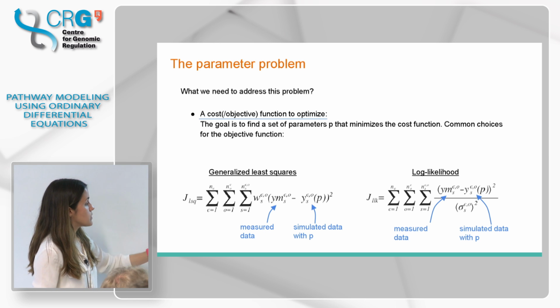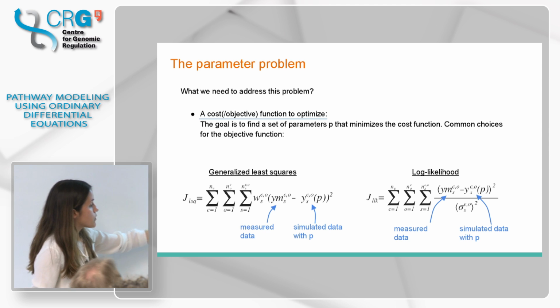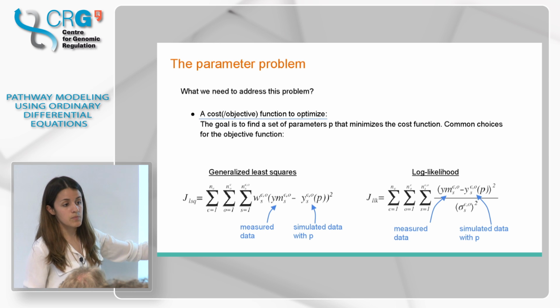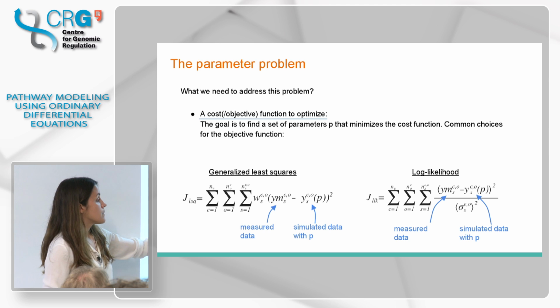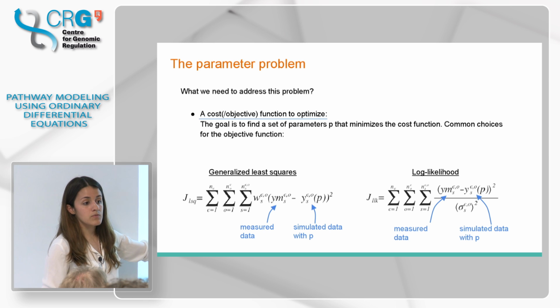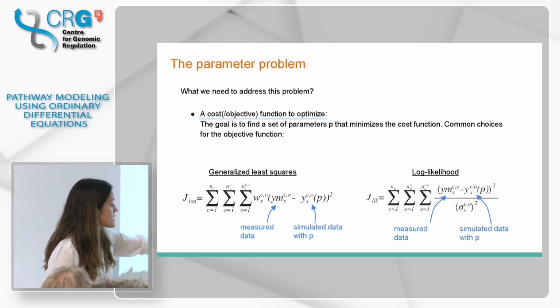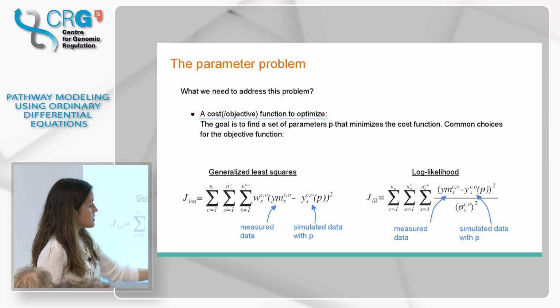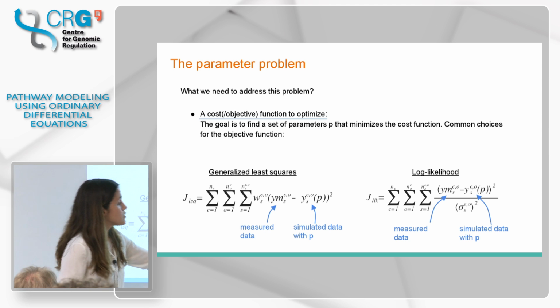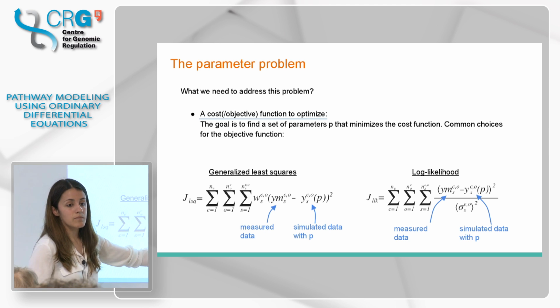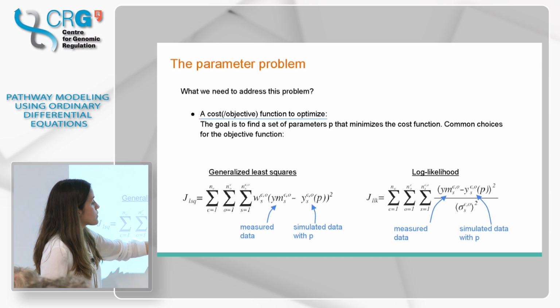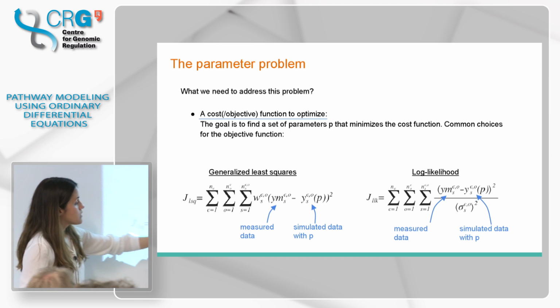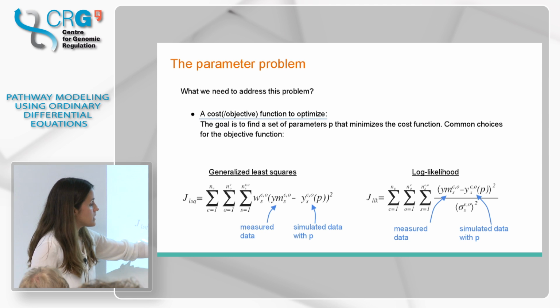So basically what we do, in both cases, is that for each experiment we have different observables, which are the different species that we're measuring. For the different observables, we can have different samples because we're measuring at different time points. And for each sample, or each different time point, we have to measure the difference between the measured data from the experiment and the simulated data with the set of parameters that I'm choosing. So we take the difference, we square it, and we multiply it by some factor.